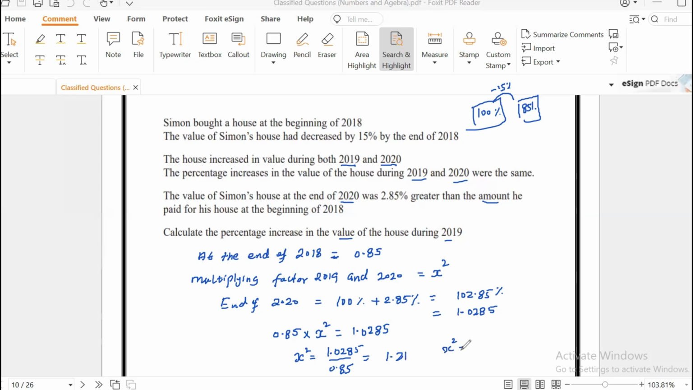1.21, and as we know that it's squared, by taking the square root on both sides we get the answer, which is 11 over 10. So x equals 11 over 10. To change into a percentage, we can multiply by 100. That gives me 110%. x is equal to 110%. So the increase in percentage is 110% minus 100%, which is equal to 10%. So this is the required answer, which is the percentage increase in the value of the house during 2019.